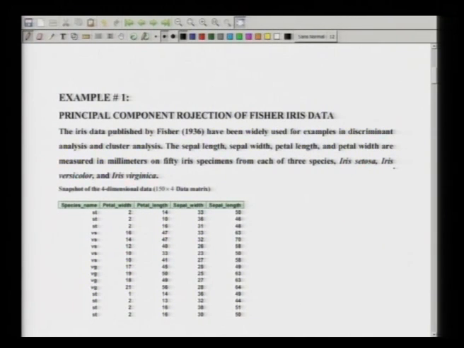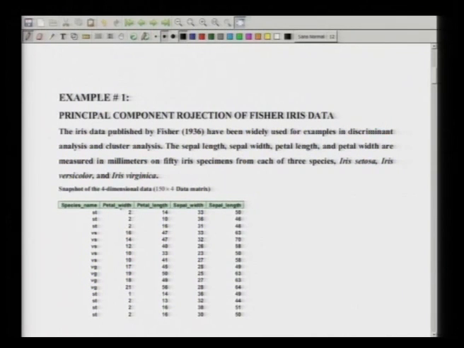This is just a snapshot of this 4 dimensional data, a 150 by 4 data matrix. In all we have 150 observation vectors. Out of these, how many are for the first species and how many for the second, we can see if it is shown, otherwise we have to find it out from the data. Here we have only a part of the data.